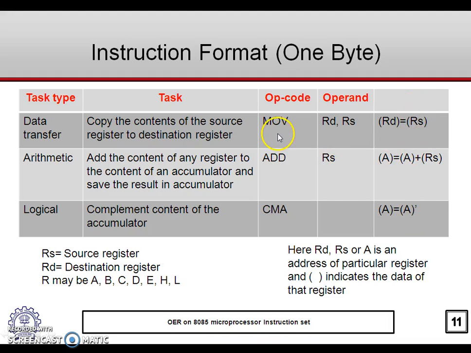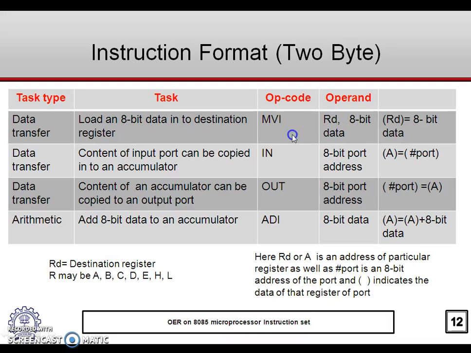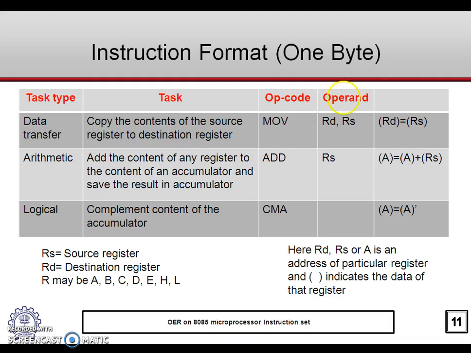For example, in MOV RD, RS, if I keep RS as A and RD as B, then it is MOV B, A. As shown, the content of B will be transferred to A. That means the content of both will be the same at the end of the execution of the instruction. So these different instructions will be discussed in the next videos.